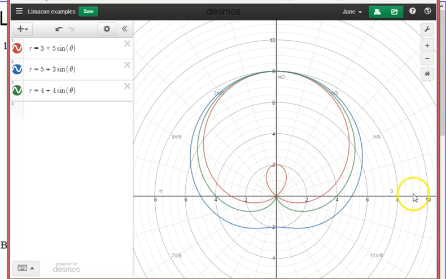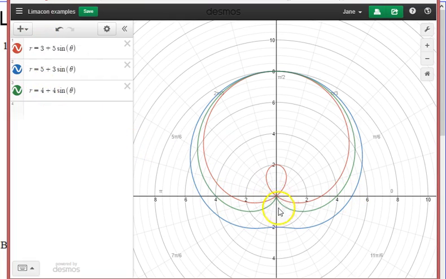Now let's look at 0 and at pi. At 0 and at pi, sine of 0 is 0 and sine of pi is 0. So that means we would have 3 plus 5 times 0. So we would just have r equals 3. So notice for the red graph r equals 3. For the blue graph r equals 5. For the green graph r equals 4. So this width here is just the first number.